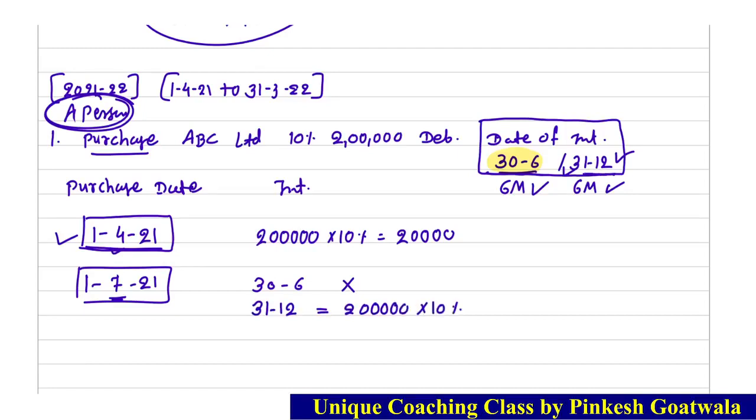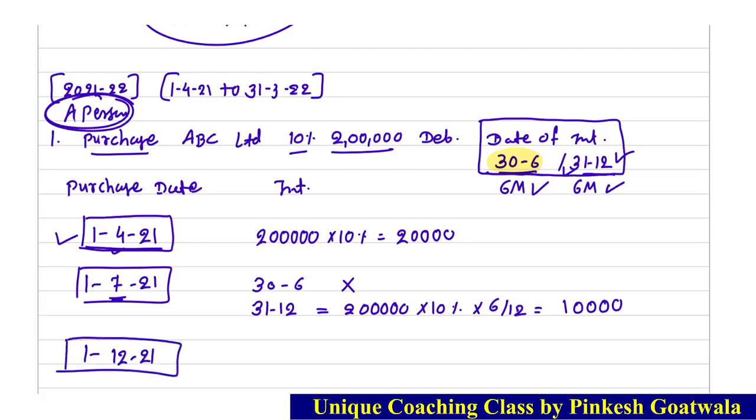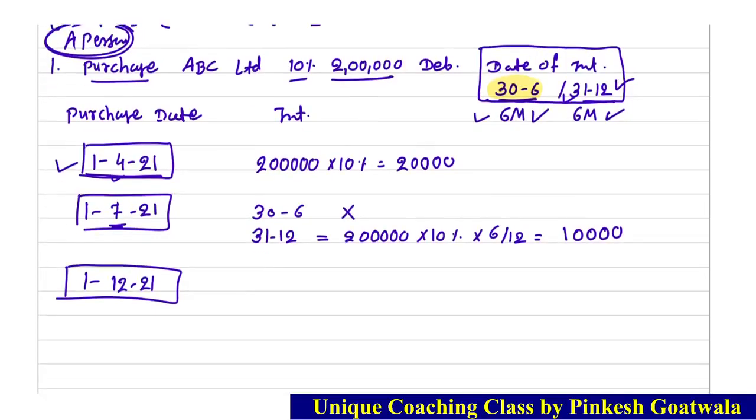Now remember, not the yearly 2 lakh at 10%, he will get only 6 month interest here. Okay, 2 lakh at 10% is 20,000, so 10,000. Suppose he purchased debenture on 1 December 21. Now tell me, on this date 30 June, the first date of interest, will he get interest on this date?